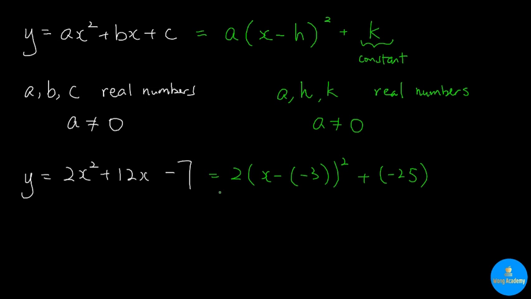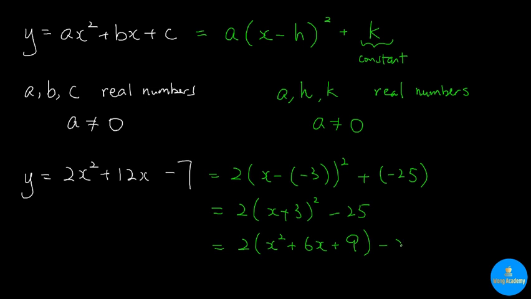To verify the correctness, all we need to do is to simplify and expand the square. We have 2 times x plus 3 all squared minus 25, and after expansion we get 2 times x squared plus 6x plus 9 minus 25. Distribute, we will have 2x squared plus 12x plus 18 minus 25, and it gives the same expression as the left-hand side.